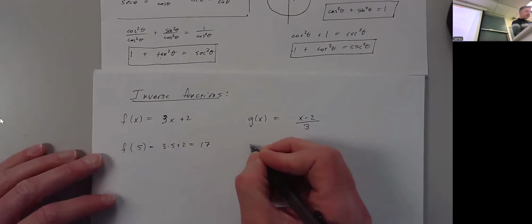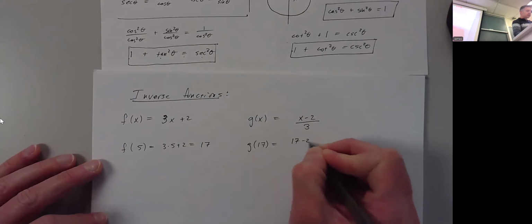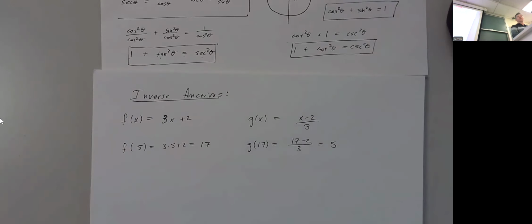So g takes an input of 17, and 17 minus 2 is 15. 15 divided by 3 is 5, and gives an output of 5. And that, I really couldn't say it any better than I have. That is the nature of inverse functions. They undo each other. One of them does something to x, gives an output of y. The other one takes that output of y, uses it as the input to give you back an output of the x you started with.